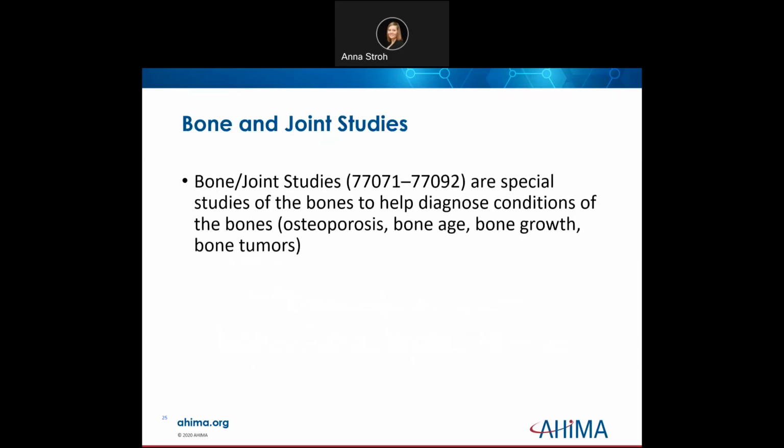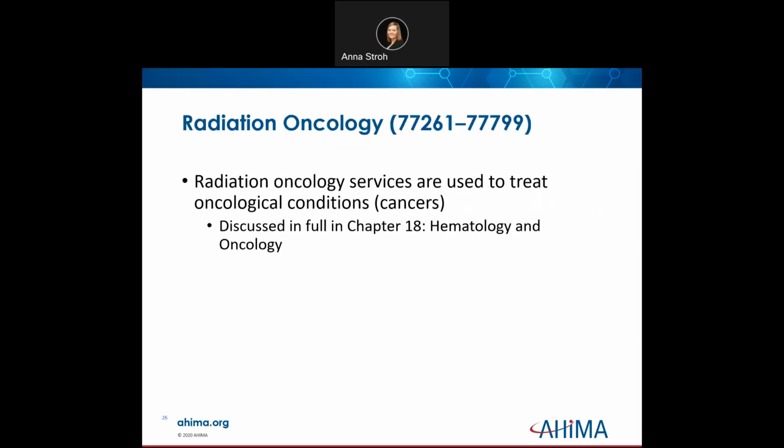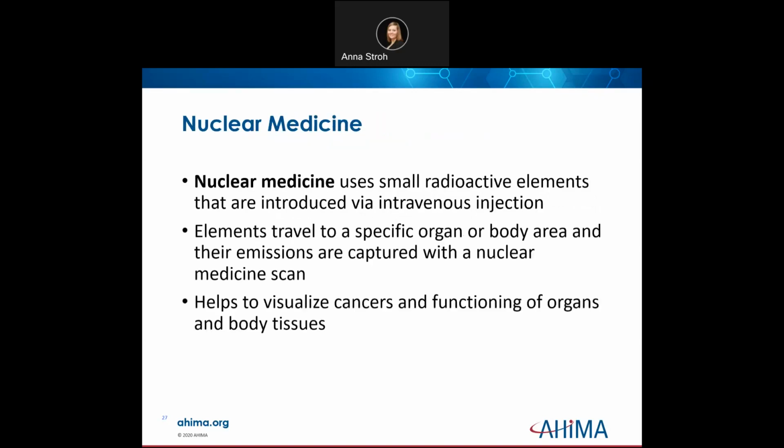Bone and joint studies are also in here. These are special studies of the bones to help diagnose conditions of the bones, such as osteoporosis, bone age, bone growth, and bone tumors. The code set is 77071 to 77092. Radiation oncology, 77261 to 77799. These are cancer radiation procedures to treat cancer conditions. Okay, we'll talk more about this in chapter 18.